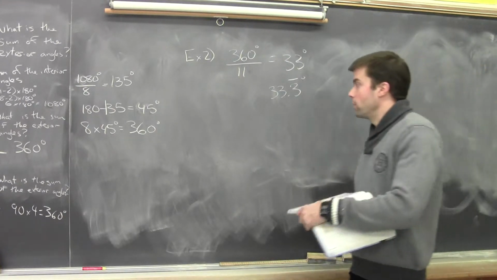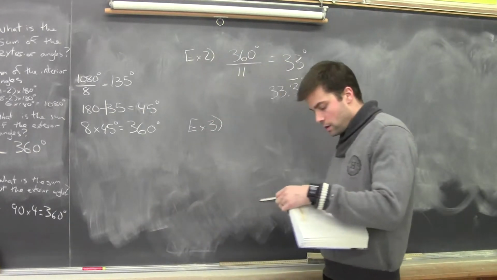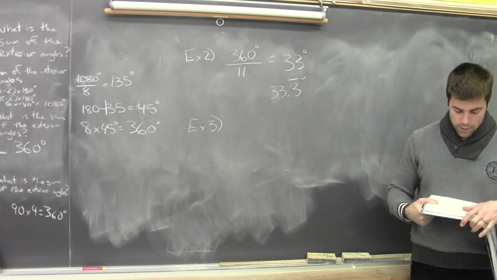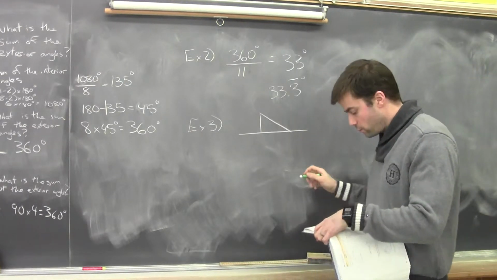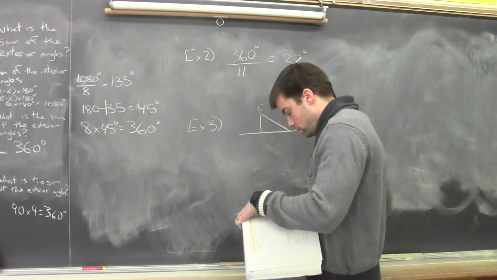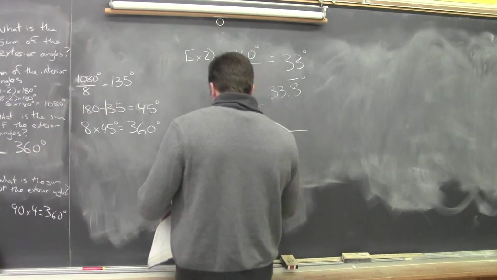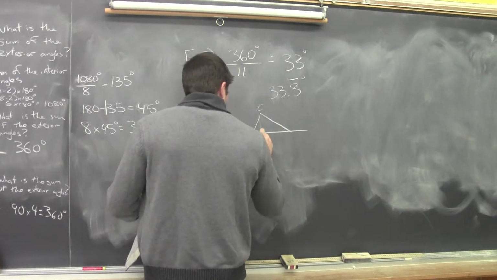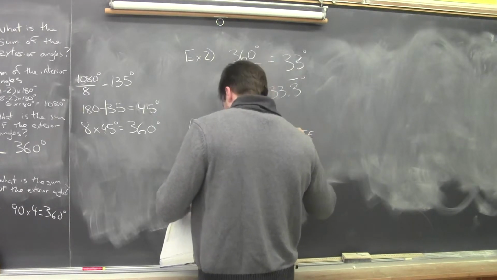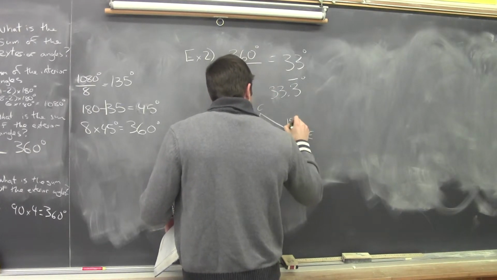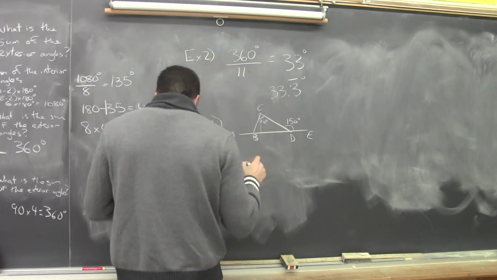All right, example 3. It says determine the measure of CBA. One thing I do want to go over with you guys. This is very important. If you're not familiar with the nomenclature and how to read the vertices of triangles and how that corresponds to the angles, you're going to have a very difficult time on this test.